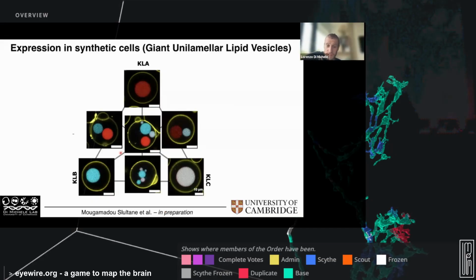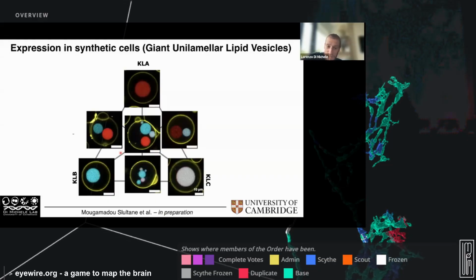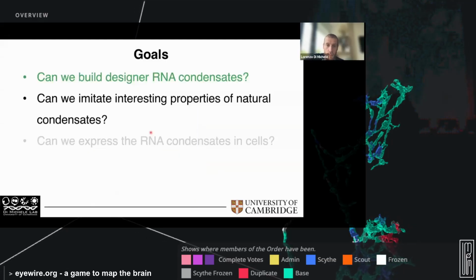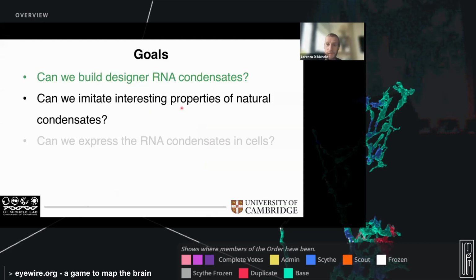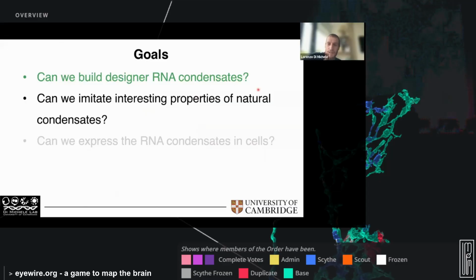So we can engineer synthetic cells to express their own RNA-based synthetic organelles. We can have different numbers of them and control the relative size too. So we can tick the first question off. So we can design and build synthetic RNA condensates.